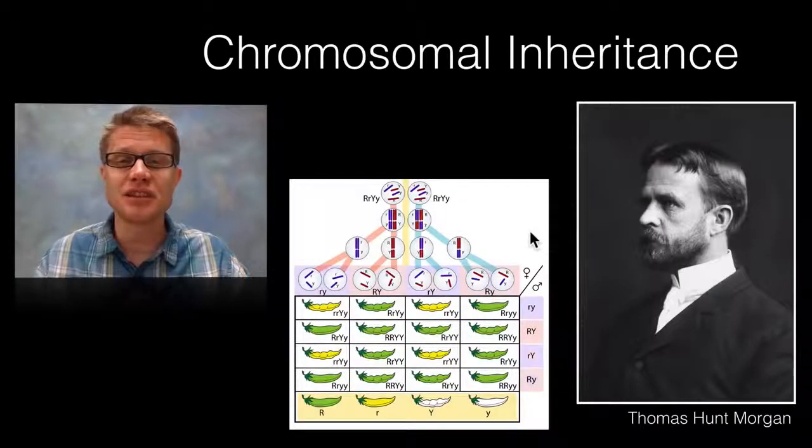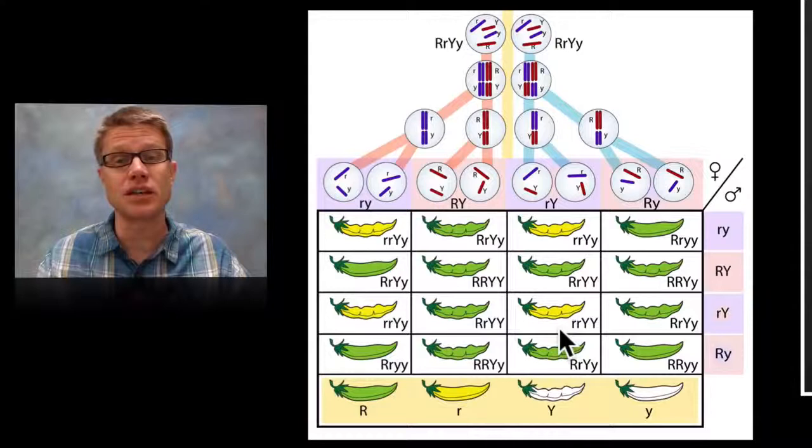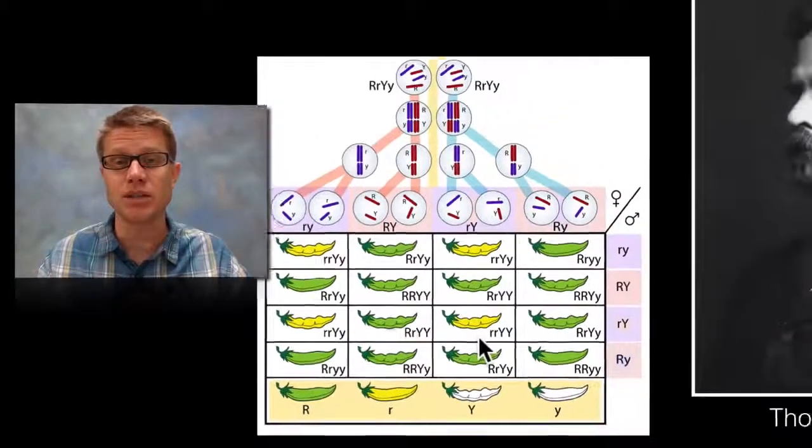Hi, it's Mr. Anderson, and in this video I'm going to go through chromosomal inheritance. Most students understand Mendelian genetics and could do a simple Punnett square like this, but in this video we're going to dig more deeply and see that those genes are actually carried on chromosomes and packaged into gametes. And so it's built on the work of Thomas Hunt Morgan.